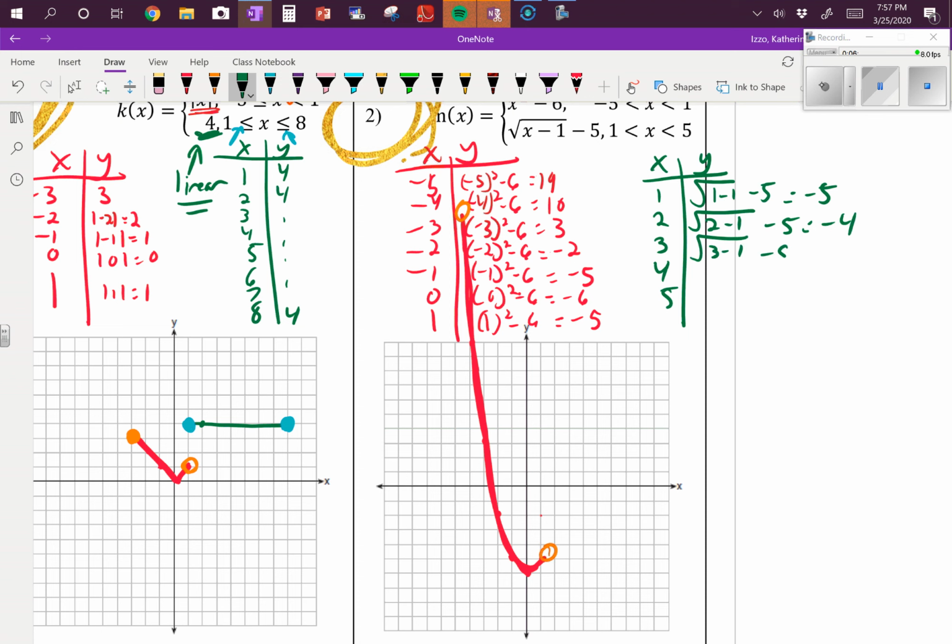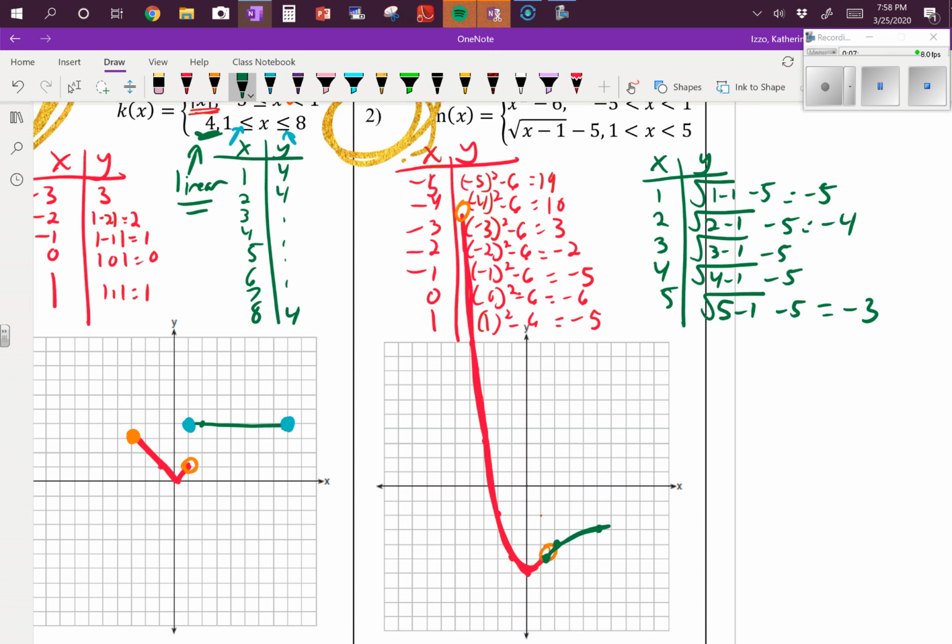This one, 4 minus 1 minus 5, also going to be an ugly decimal. Try again. 5 minus 1 minus 5. Okay, 5 minus 1 is 4. Square root of 4 is 2. Minus 5 is going to be a -3. Okay, so let's graph what I've got. I've got 1 minus 5. Oh, hey, wait. That's where this guy is. And then this one's at 2, -4. And then this one's over here at -3.